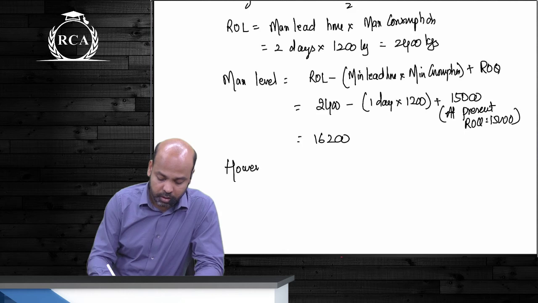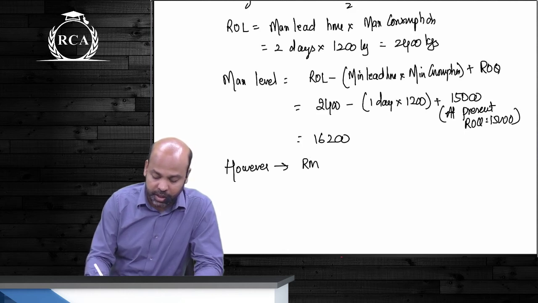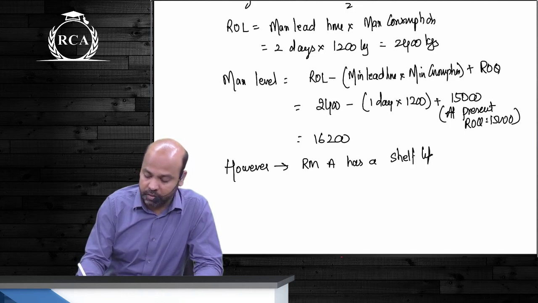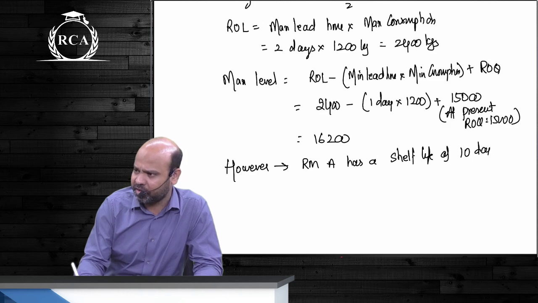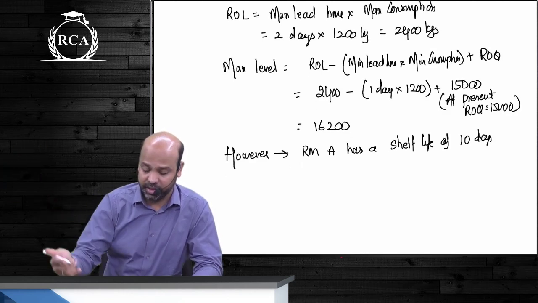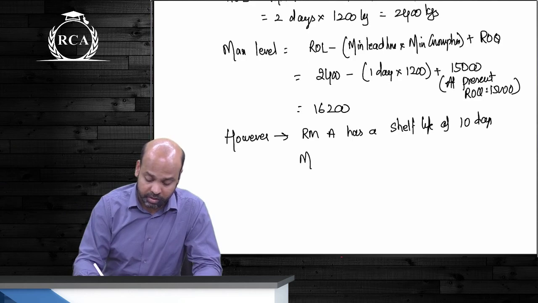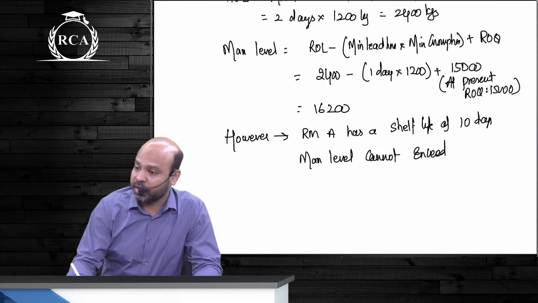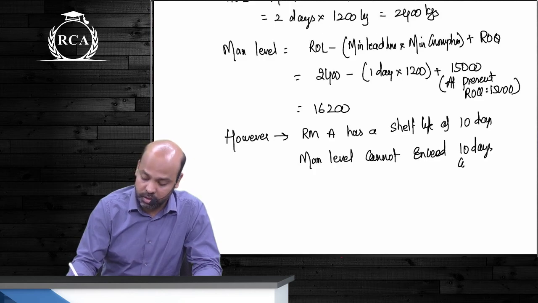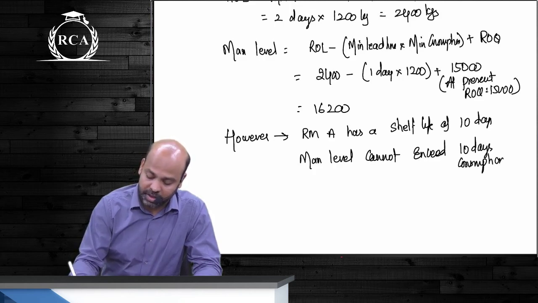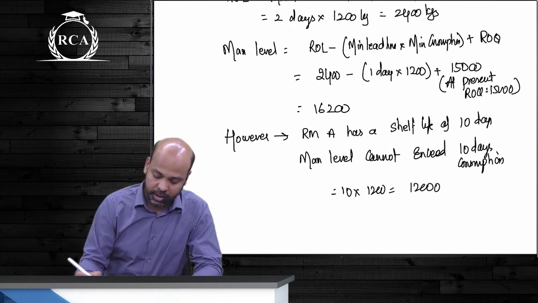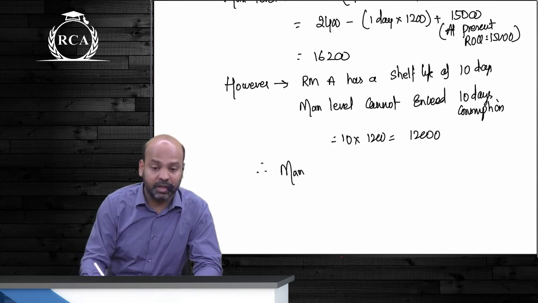However, raw material A has a shelf life of how many days? Shelf life of 10 days. We cannot use the word shelf life, but then who uses shelf life, beta? FMCG products, but anyways, doesn't matter. So maximum level cannot exceed how many days' consumption? Cannot exceed 10 days' consumption. What will 10 days' consumption be, beta? You will restrict your maximum level, beta, to that. Therefore, when you talk about maximum level, beta, the answer should be 12,000.